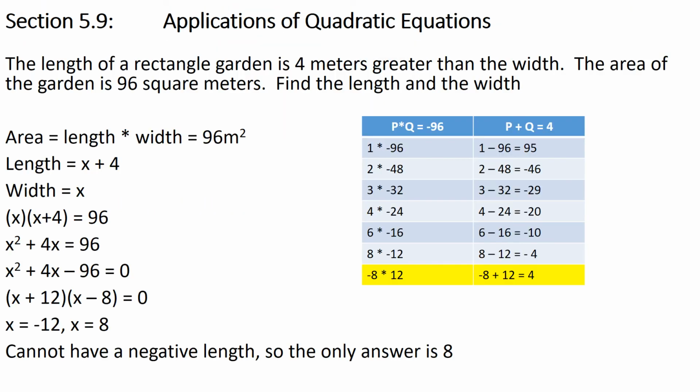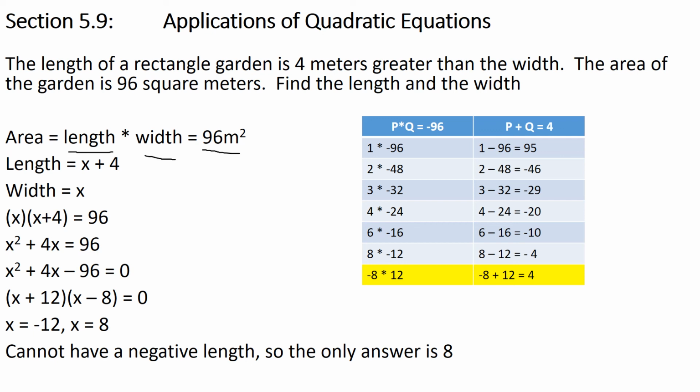Now, one of the places we use quadratic equations is for area, because we're basically squaring something, and area is usually length times width. Say I've got a problem here: the length of a rectangular garden is 4 meters greater than the width. The area of the garden is 96 square meters. Find the length and the width. We don't know the width, but we know that the length is 4 meters greater. So we'll call the width x and the length x plus 4. And area equals length times width, and they told us that answer is 96 square meters in total. So x times x plus 4 is going to equal 96.